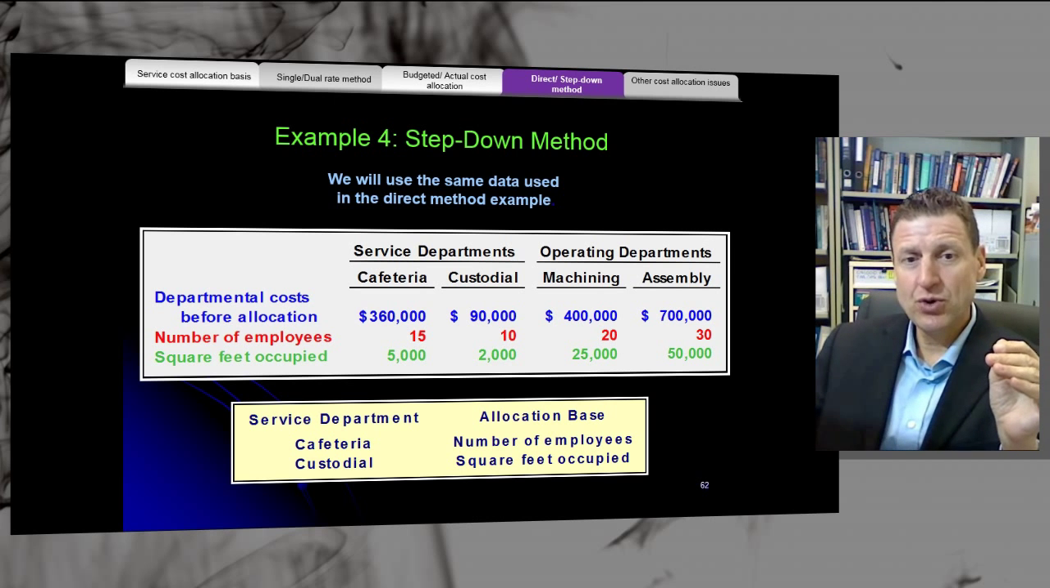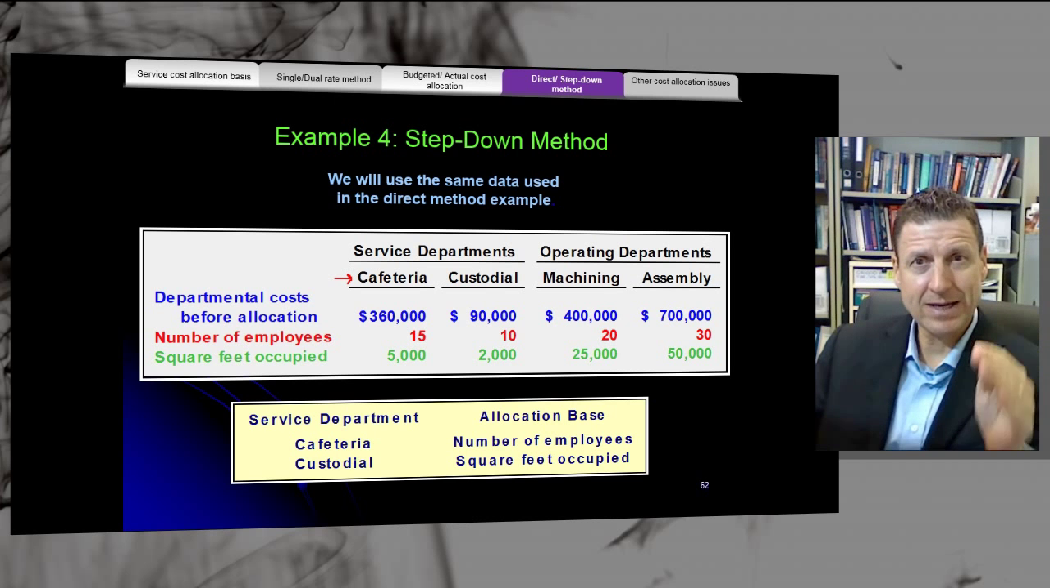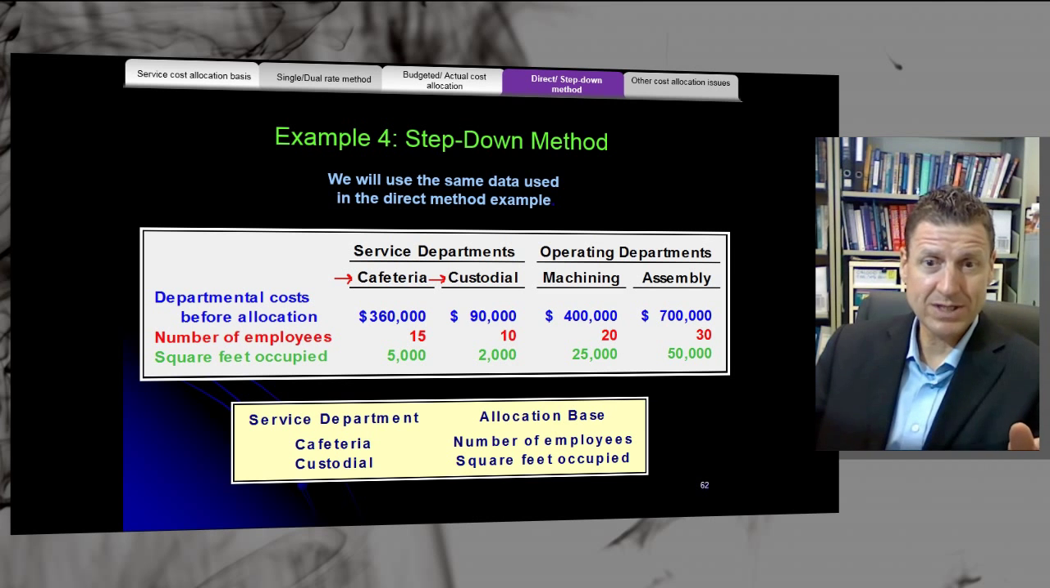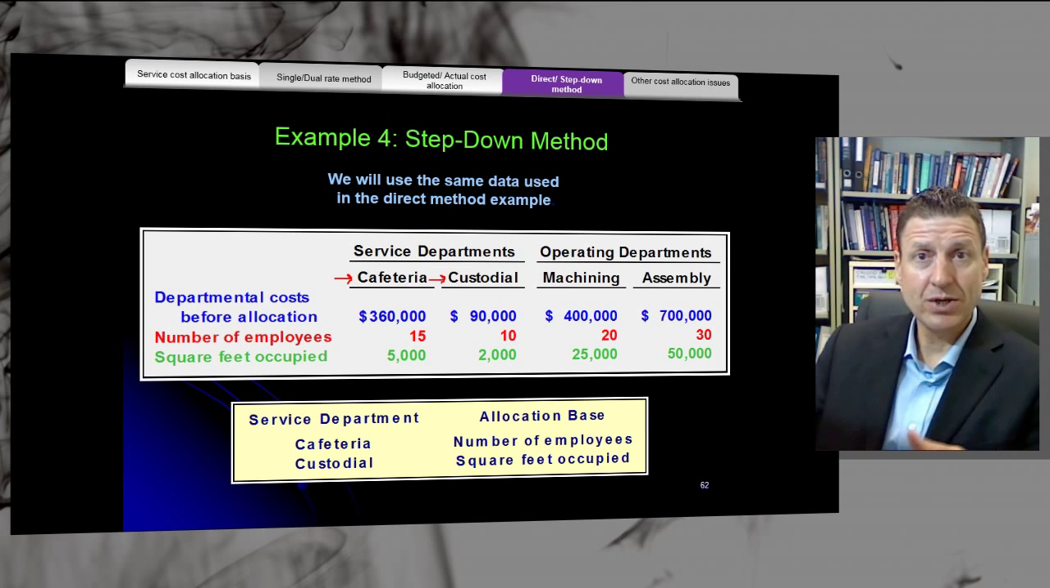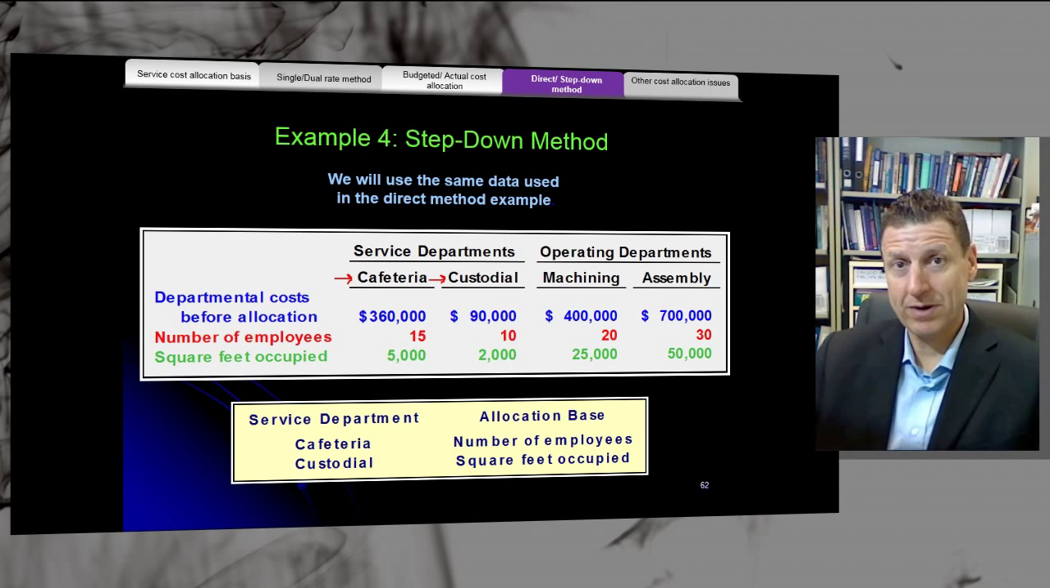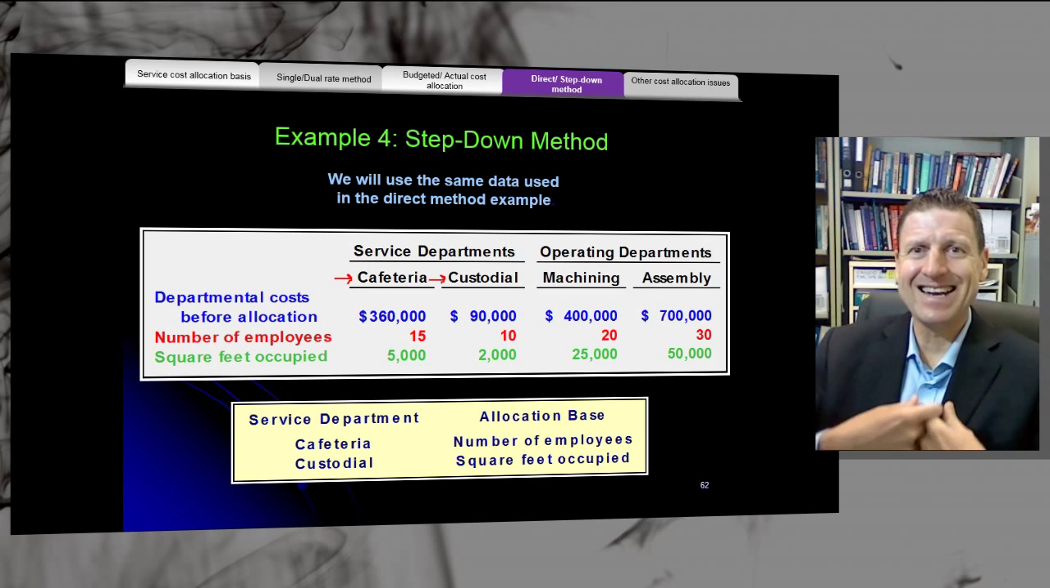In other words, do we do cafeteria first and say, okay, cafeteria is providing more resources to custodial? Or do we go custodial first and let's say custodial is providing more resources to cafeteria? You could argue both ways. With custodial, you need to secure the cafeteria. You need to put locks on the doors. You need to have security there to allow only employees to go into the cafeteria. We don't want people walking off the street going into the cafeteria and getting a free meal.